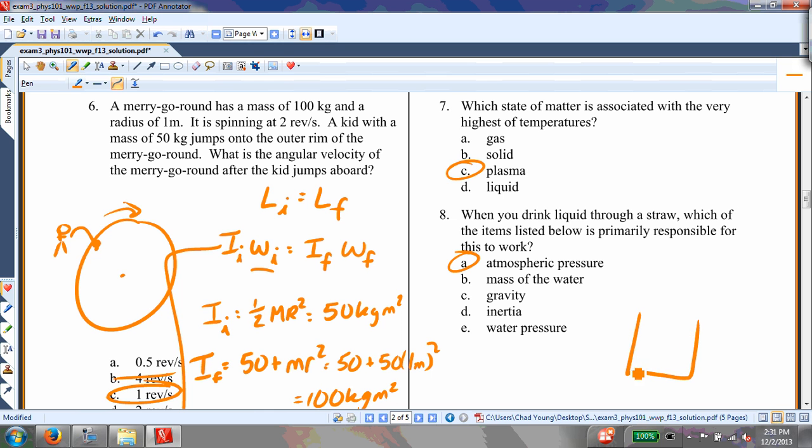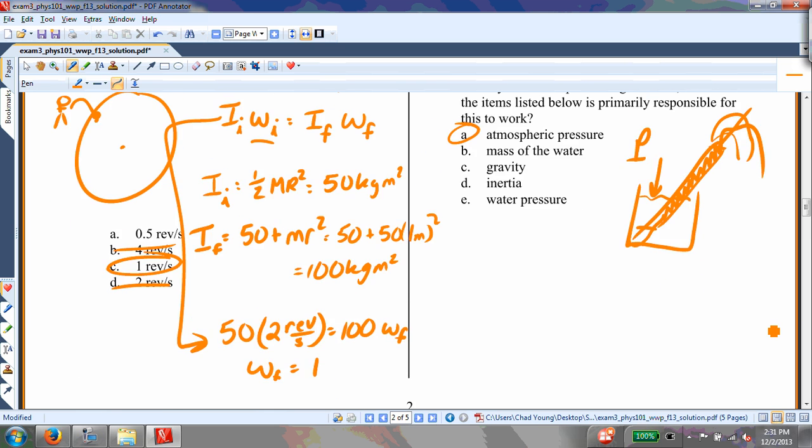So if I have a straw and I'm pulling liquid out of it, that's supposed to be a mouth. I'm just providing a small pressure differential inside my mouth. I just try to provide a very small low pressure, and it's actually the pressure of the atmosphere that's pushing down on the water that causes it to go up into the straw, and ultimately into your mouth. So the answer there was A.